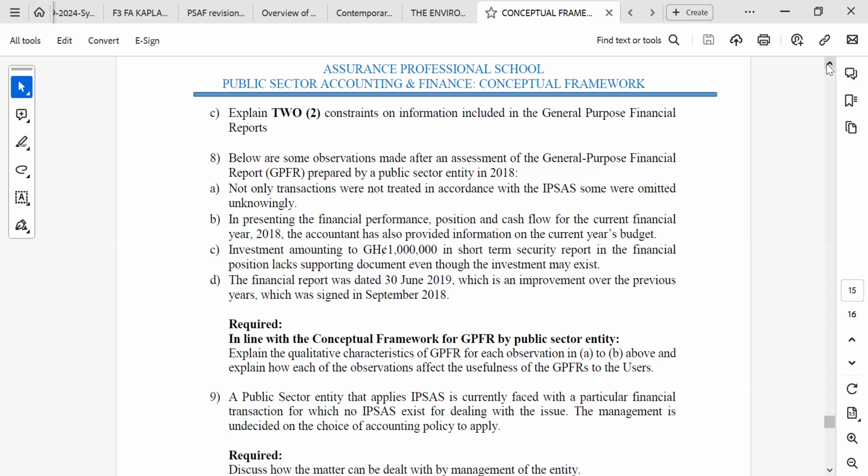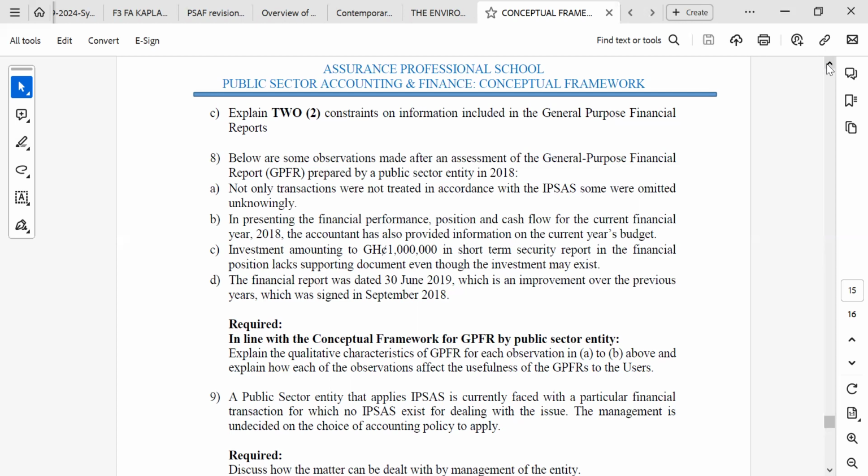All right, the first one, not all transactions were treated in accordance with the IPSAS. Some were omitted unknowingly. Which of the qualitative characteristics will be affected there? Faithful representation. Okay, it will be faithful representation. So you just have to explain the faithful representation. The faithful representation is that the information should be complete, should be free from error, and should be neutral. So there should not be any error of omission and all those things. So the omission over here is going to make the information not to be complete, and it also might affect the economic decisions that the people are going to be making.